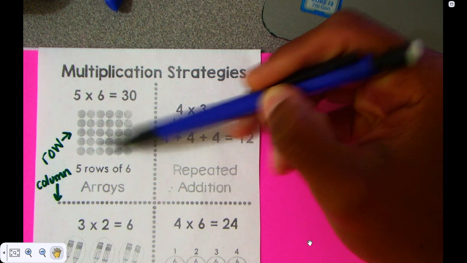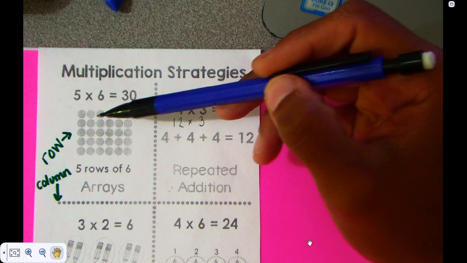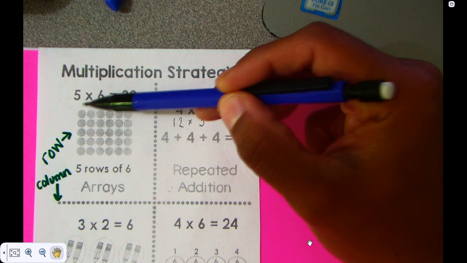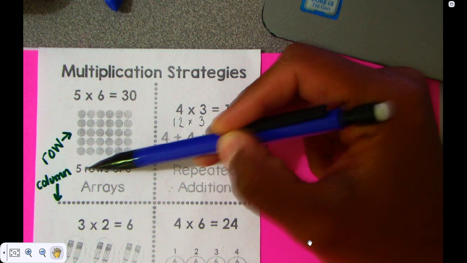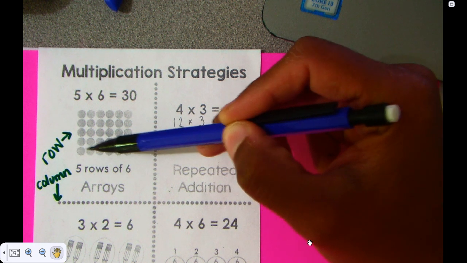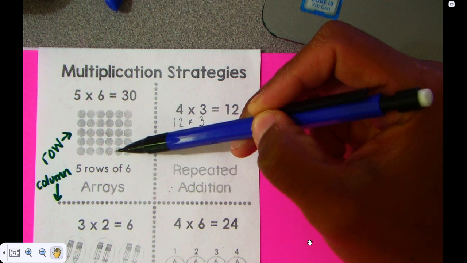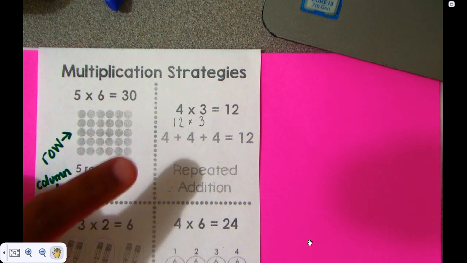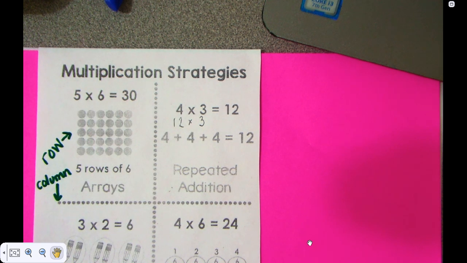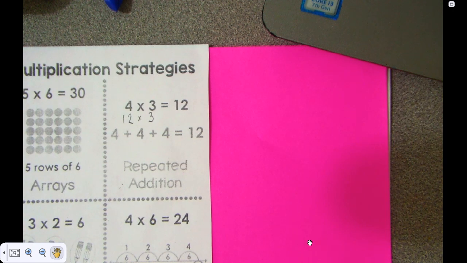That's really important with multiplication, that we're making even amounts or groups. So I have 5 rows, and in each row, there's 1, 2, 3, 4, 5, 6. So that's an array. You're creating that picture. Now, in this problem, 5 times 6, my product, my answer to the multiplication problem, is 30.